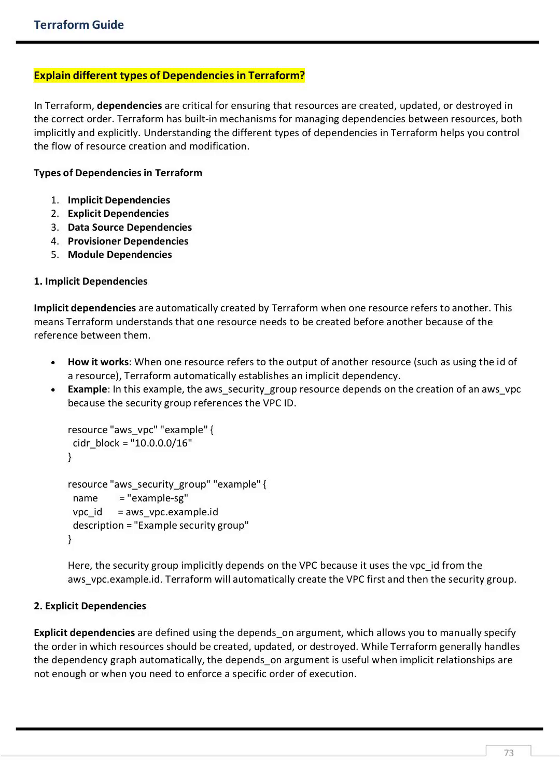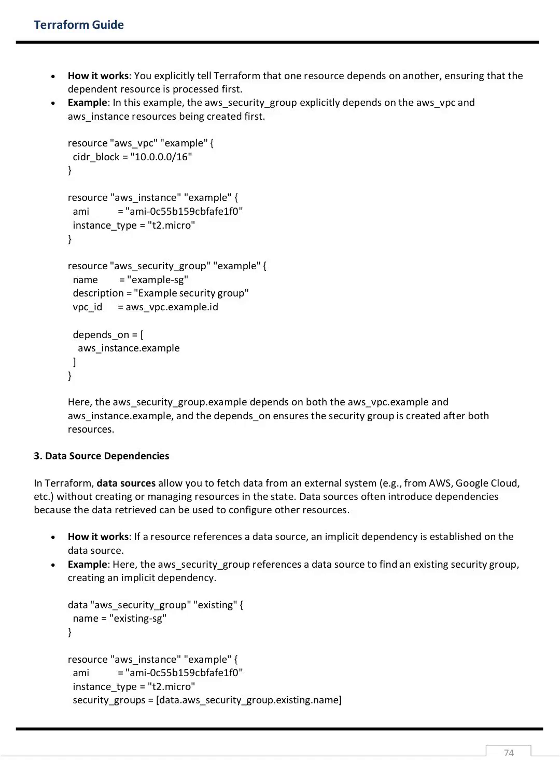2. Explicit dependencies. Explicit dependencies are defined using the depends_on argument, which allows you to manually specify the order in which resources should be created, updated, or destroyed. While Terraform generally handles the dependency graph automatically, the depends_on argument is useful when implicit relationships are not enough, or when you need to enforce a specific order of execution. How it works: you explicitly tell Terraform that one resource depends on another, ensuring that the dependent resource is processed first.